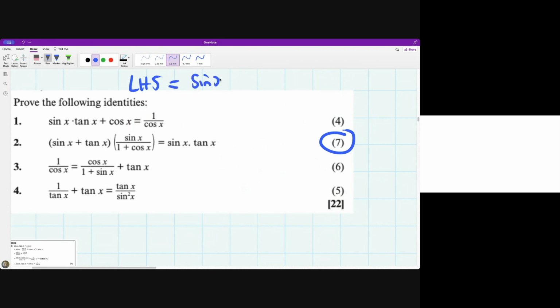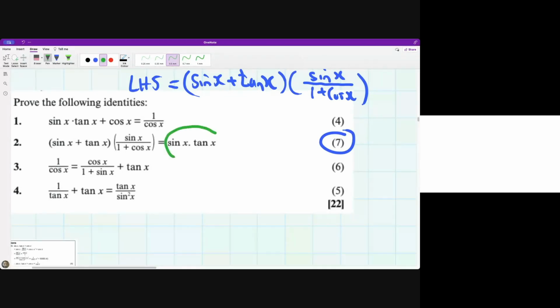So what I'm going to do is I'm going to say sine x plus tan x in one bracket, and then the other one is sine x over 1 plus cos x. Now, before I even start with that, can you see that there's no fractions on the right-hand side where we're heading? So at some point, I'm going to have to untangle these brackets. But I want to do it in a way that's the easiest for me. Give me a thumbs up if that makes sense to you.